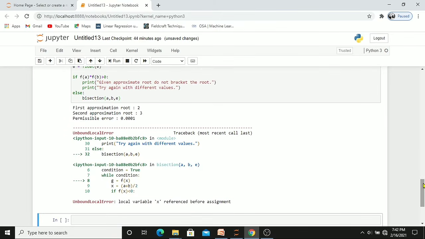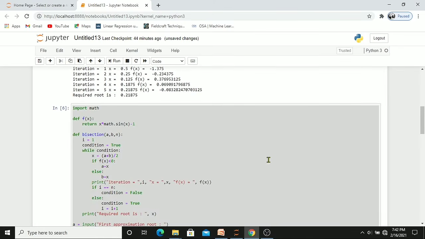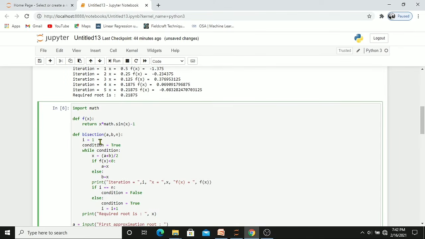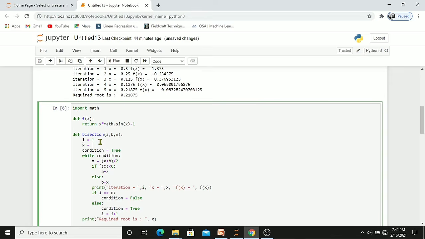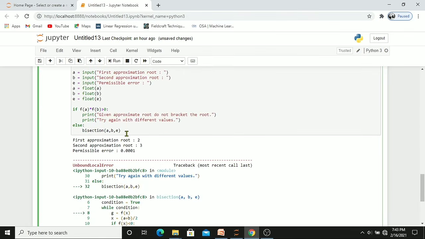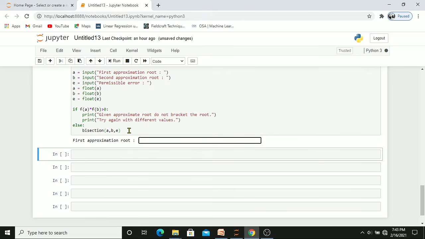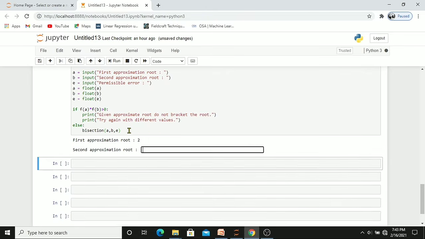What is the error here? Now it is saying that x is referenced before assignment. So let's have a default value for x also, right? So I'm going to have a default value for x, that is 0. Okay, so again going for the execution with the value of 2 and 3.